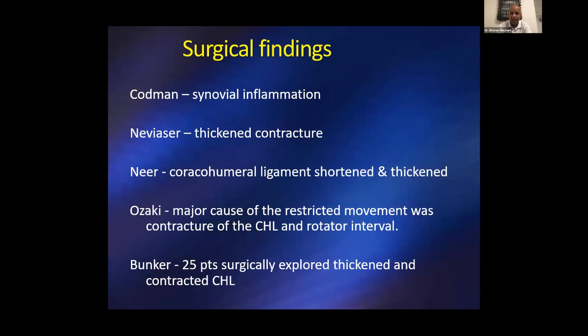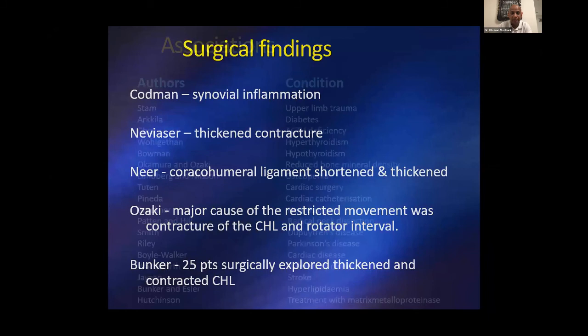Surgical findings, Codman said that most of them had synovial inflammation. Neviaser found thickened contracture. Neer identified it's the CHL, which is shortened and thickened. Ozaki clearly mentioned the major cause of restriction of movements was contracture of the coracohumeral ligament and the rotator interval. And Bunker, in his 25 patients surgically treated for frozen shoulder, found the main pathology was in the coracohumeral ligament. So in essence, we are pinpointing the rotator interval and mainly the coracohumeral ligament.